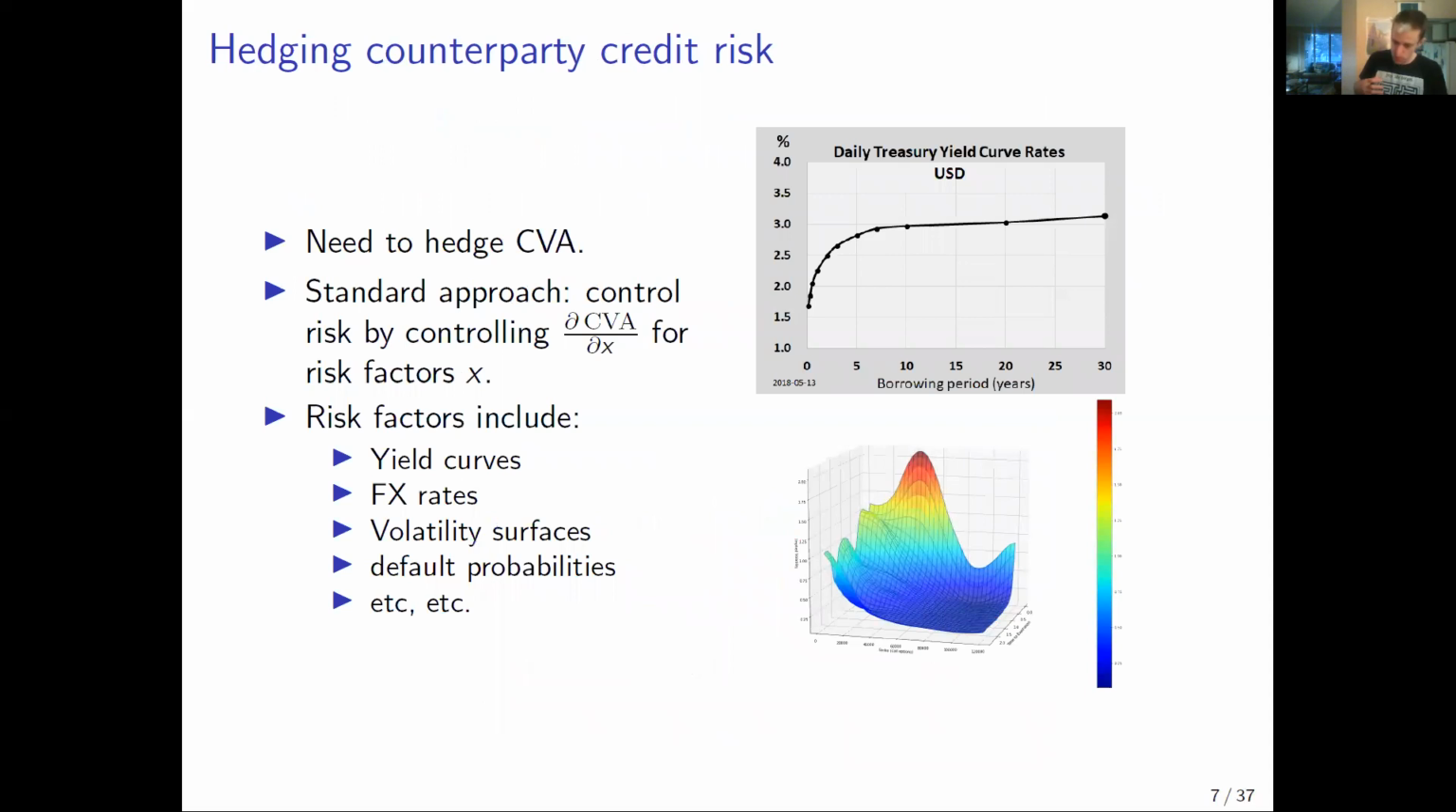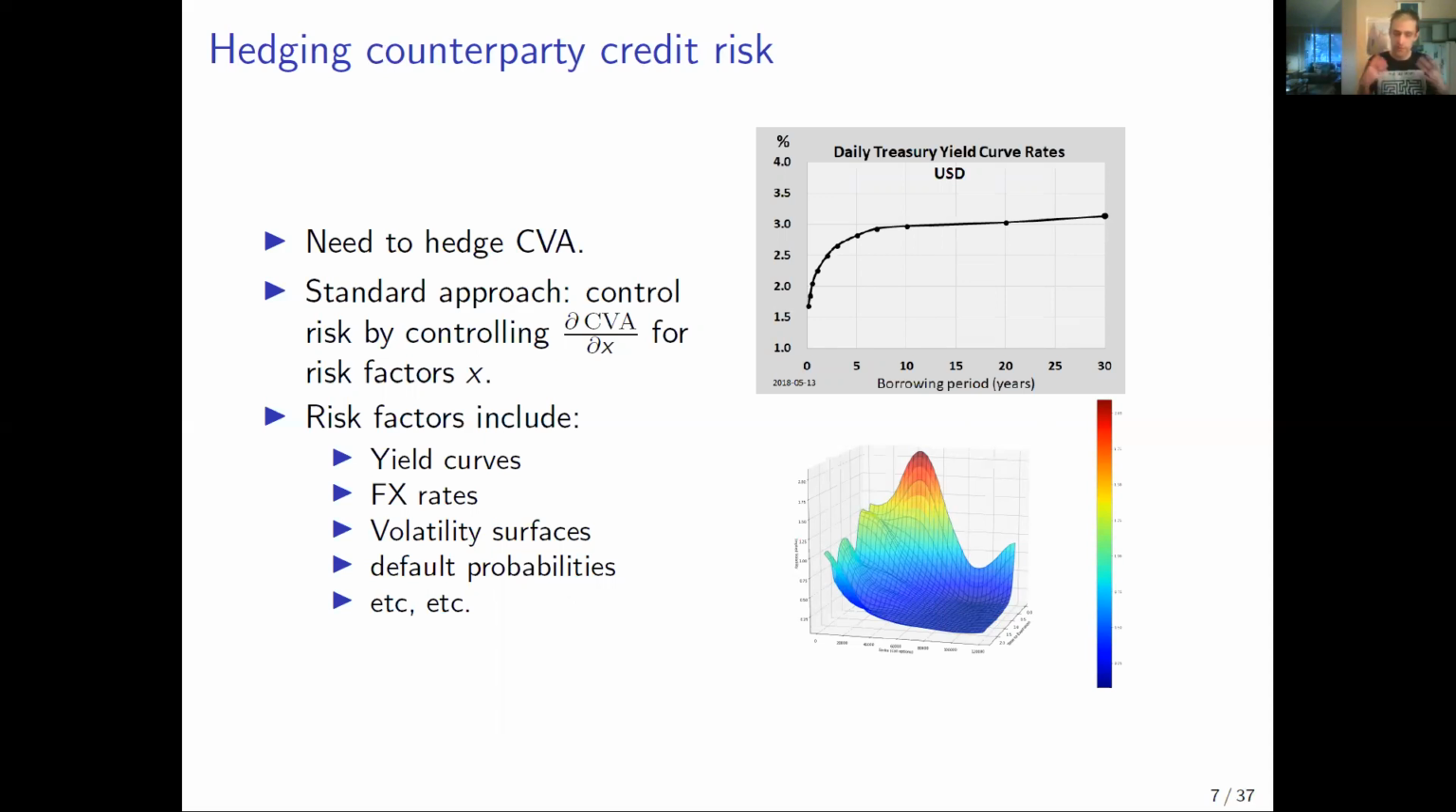Okay, so that slide was about quantifying counterparty credit risk. Now let's discuss hedging counterparty credit risk. So it's not enough to know how much counterparty credit risk we're exposed to. Additionally, we want to protect ourselves against it.